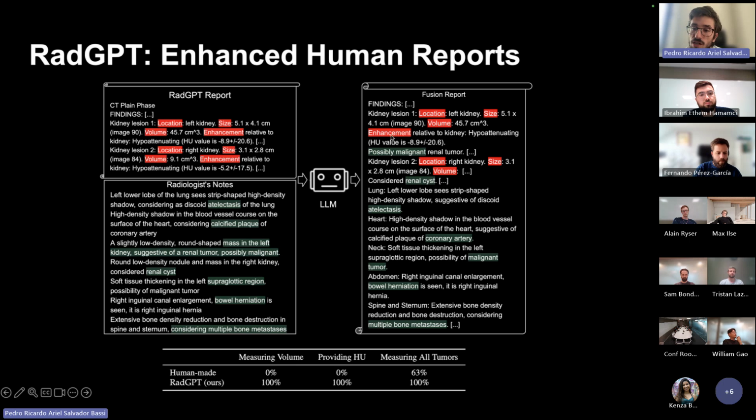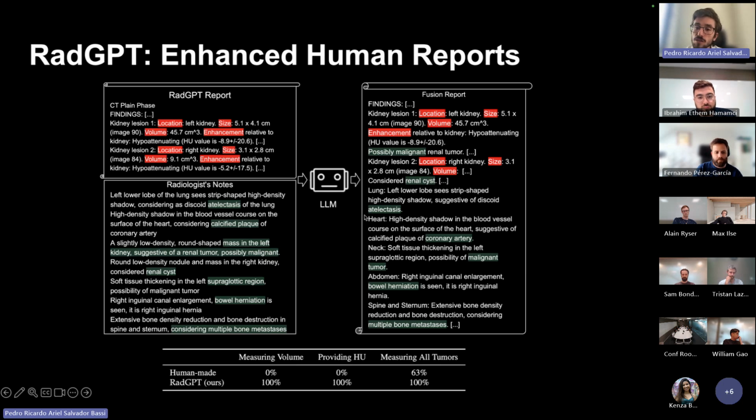So for example, here you see a lesion in the kidney that came from the segmentation-based reports, and you see a finding about plaques in the coronary artery, which came from the radiologist notes. As you see, these plaques have nothing to do with tumors, so they were not in our segmentation-based reports, but now they are in these enhanced human reports. And why do we call these enhanced human reports? Are these better than human reports? In some aspects, they are.